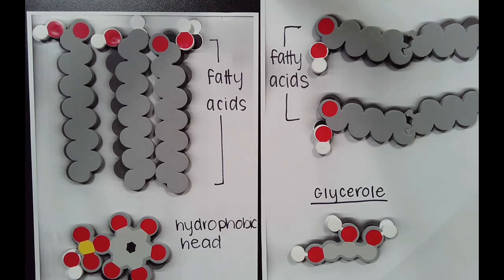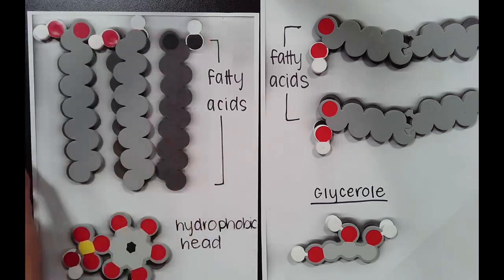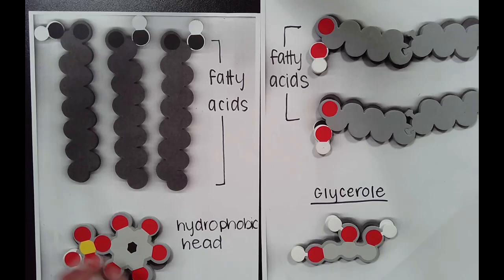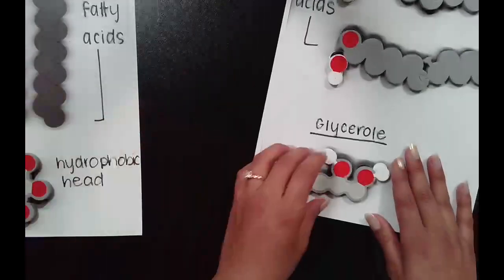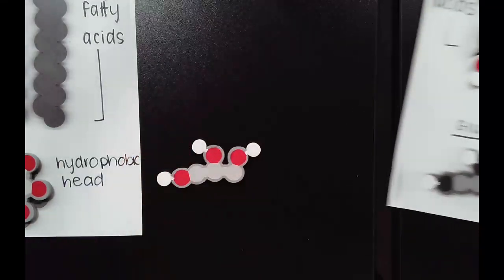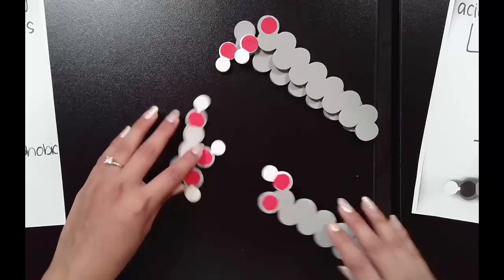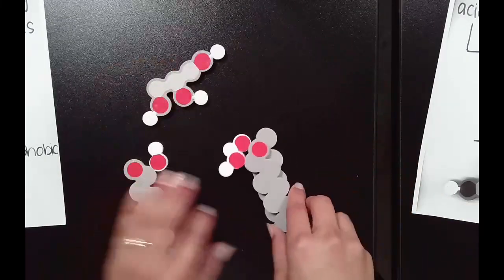The first thing we're going to be doing is we're going to create a triglyceride, which is composed of 3 fatty acids. So I'm going to take 1, 2, and 3. So 3 fatty acids. And we're also going to look at the glycerol molecule. Thinking about digestion and biosynthesis, we are going to create our triglyceride.